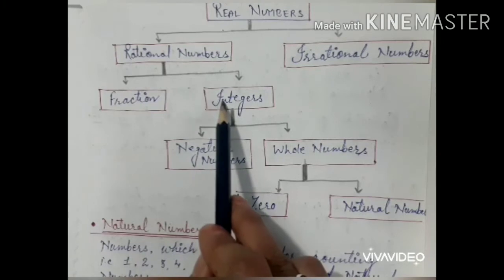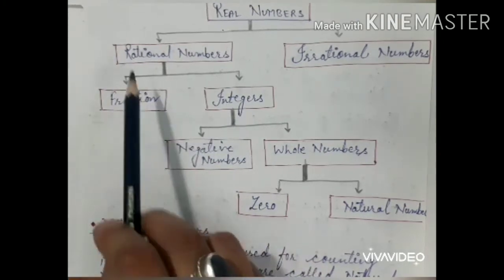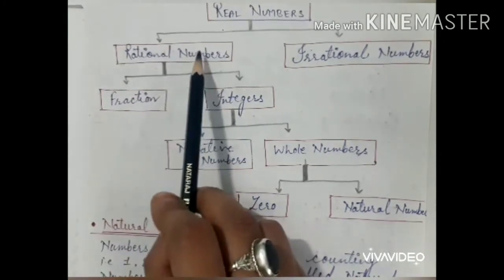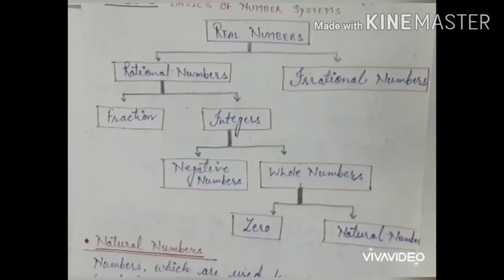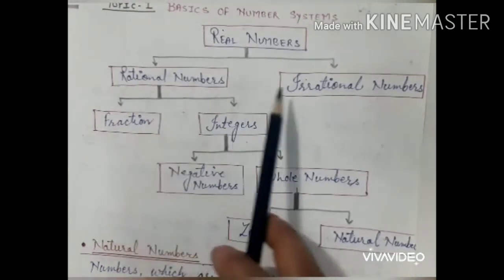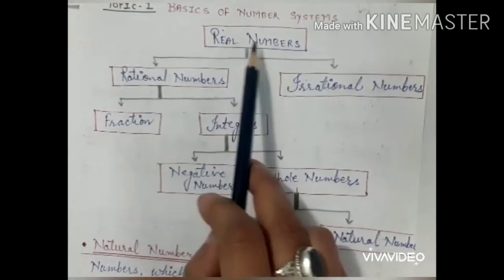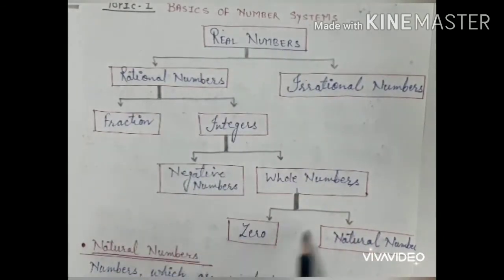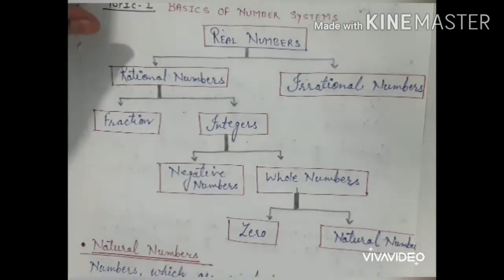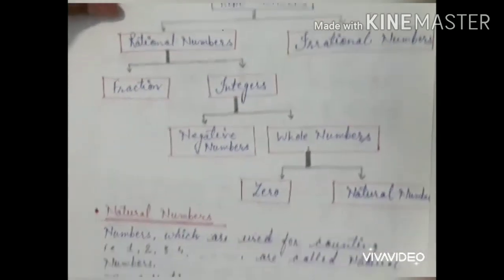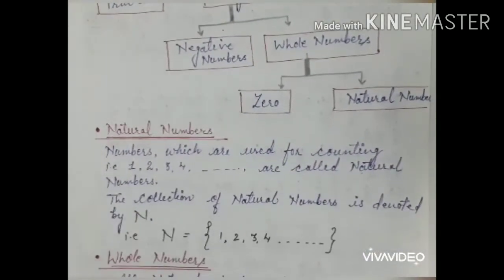Then integers and fractions make your rational numbers, and the rational and irrational numbers make your real numbers, and this whole collection is your number system. This is the basics of the number system. Let's take the definitions of these numbers.